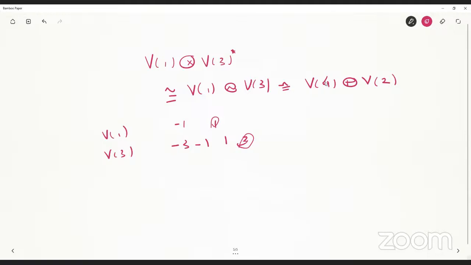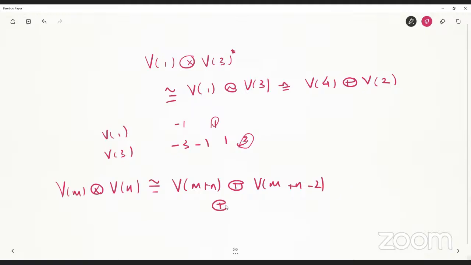Actually, there is a general rule, mentioned in an exercise of Humphreys. If I take Vm tensor Vn, then you can prove it is isomorphic to V of m plus n direct sum V of m plus n minus 2 direct sum, etc., direct sum V of mod m minus n. Again you can do it by looking at the dimensions of the H eigenspaces. You can assume m is greater than or equal to n, because this is the same as V of n tensor V of m, and then you can just replace m minus n with n minus m.